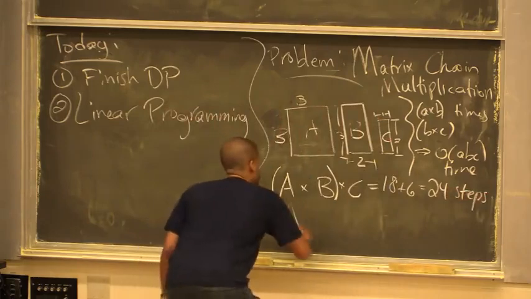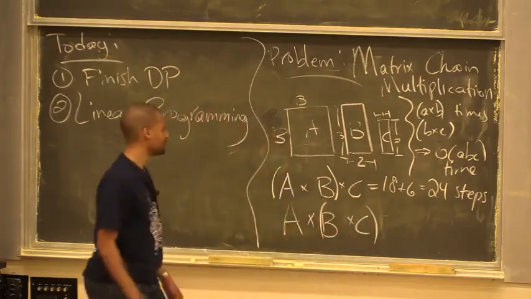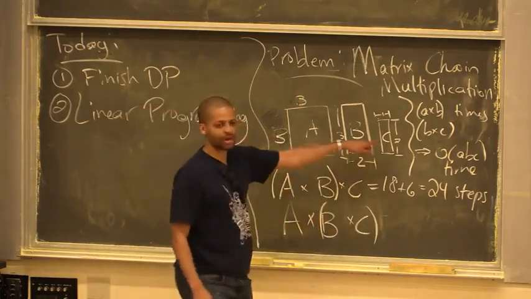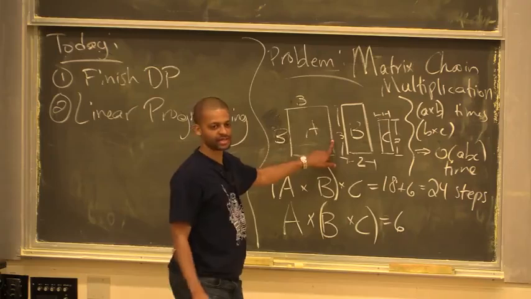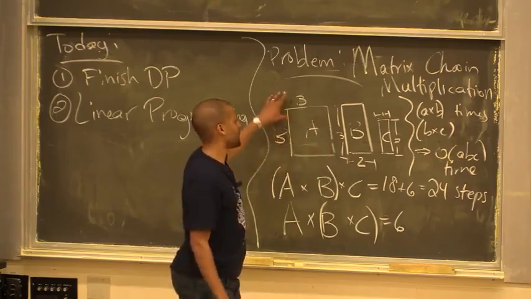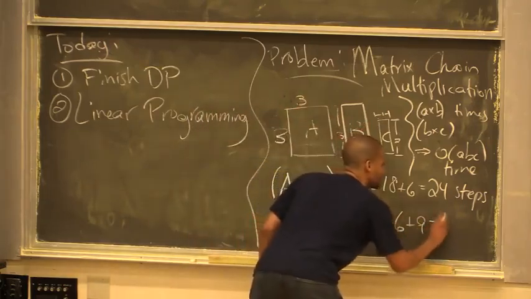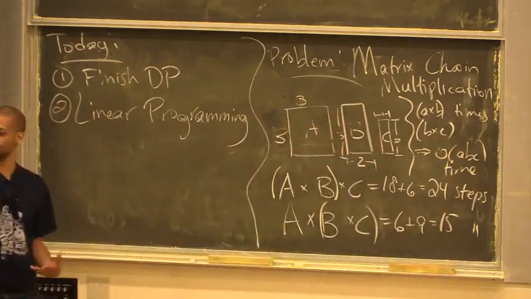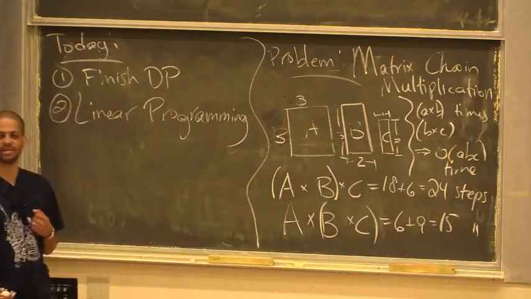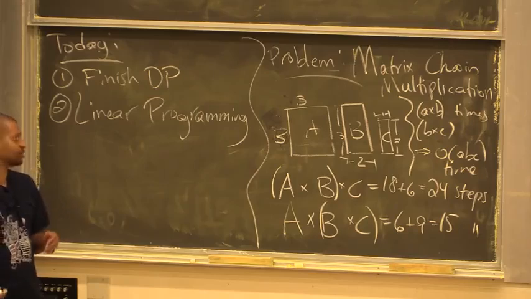Whereas if you did A times B times C this way, B times C is 3 by 2, 2 by 1. That's 6 steps. And now you have a 3 by 1 matrix. 3 by 3 times 3 by 1 is 9 steps. So plus 9 is 15 steps. Right? So depending on the order you choose to carry out these multiplications, you can actually speed up or worsen your total runtime. So what's the problem here?